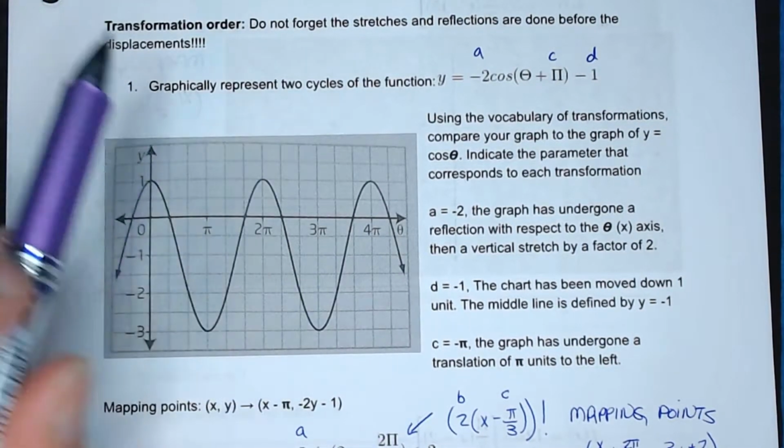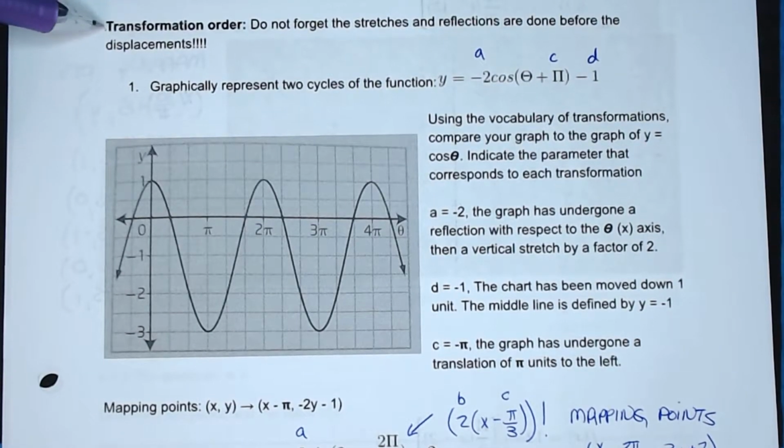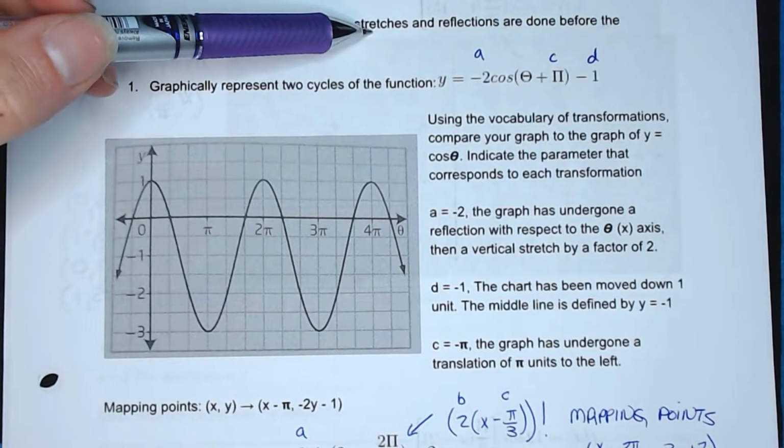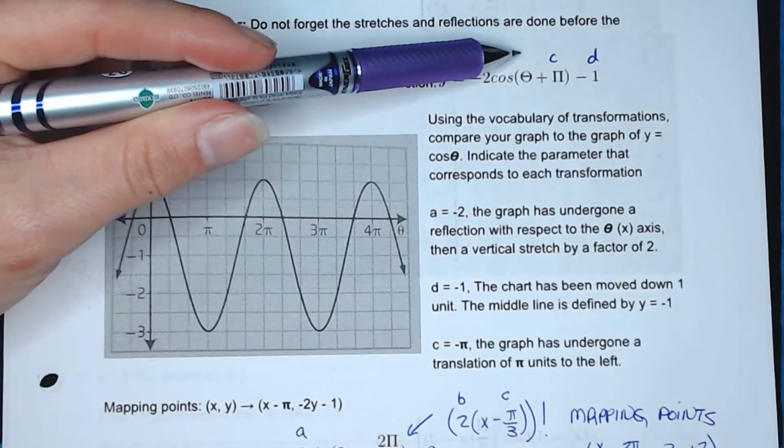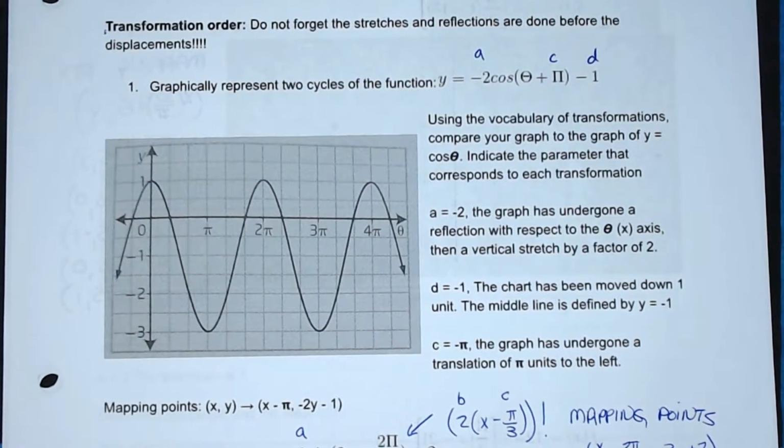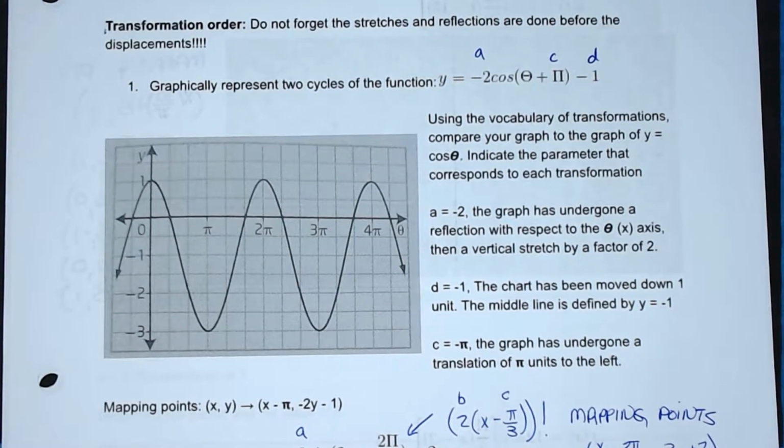Don't forget from the previous unit, and there's a note up here, that the stretches and reflections, A and if there was a B, happen first before the graph moves. So stretch it and flip it before you move it left, right, up, or down.